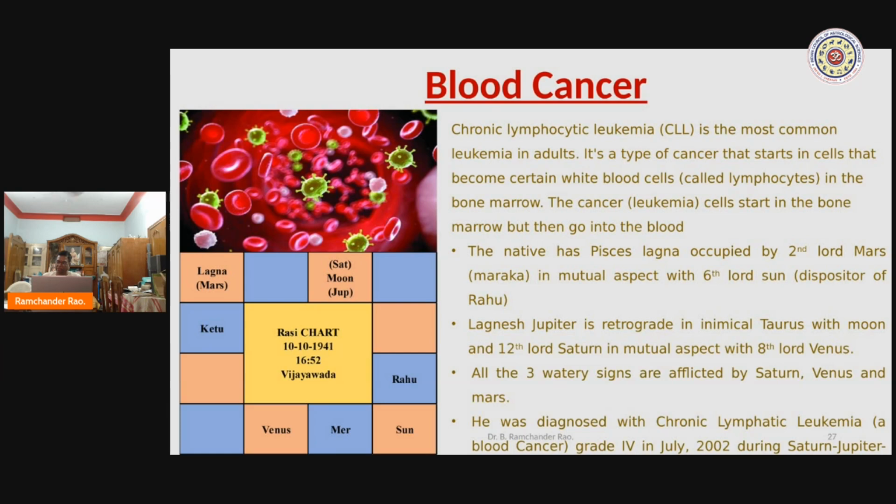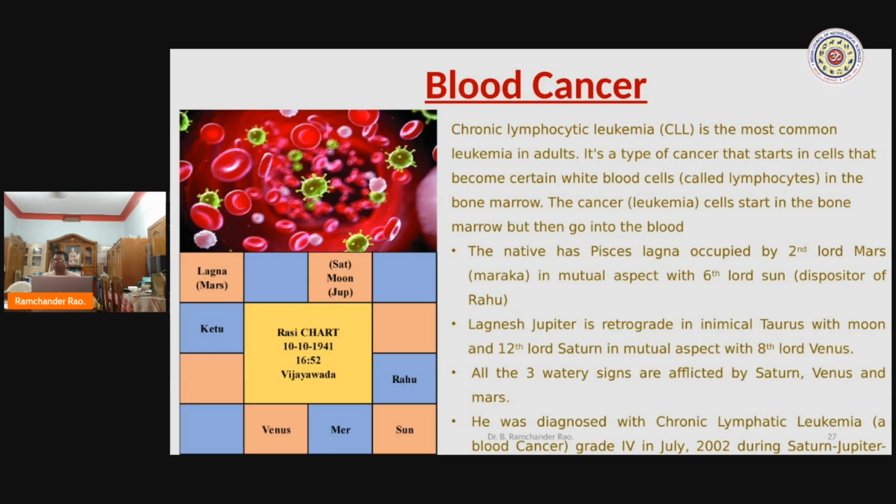The leukemia cell starts in the bone marrow but goes into the blood. It will go into the blood. That is very, very important. The white blood corpuscle, which fights the enemies, has become more here. So, what will happen? We have to see. The native has a Pisces Lagna.